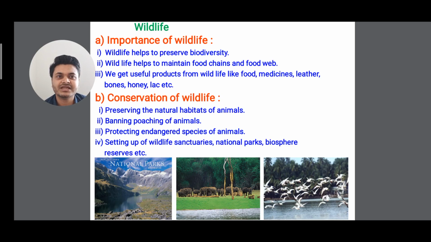Next is conservation of wildlife. How can we conserve the wildlife? First, preserving the natural habitats of animals, banning poaching of animals, protecting endangered species of animals, and fourth is setting up of wildlife sanctuaries, national parks, biosphere reserves, etc. Clear? We have to protect the endangered species. We should ban the hunting and poaching of animals. We should preserve the natural habitat of animals, and we have to set up sanctuaries like wildlife sanctuaries, national parks and biosphere reserves. Clear?